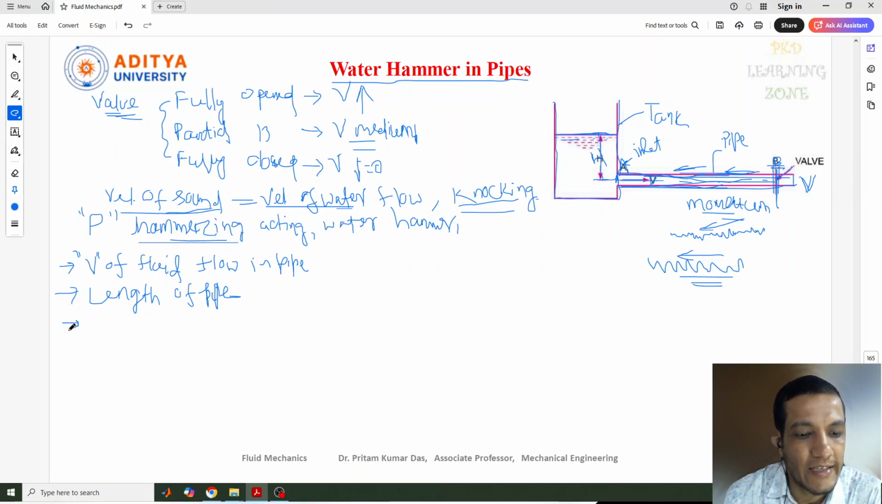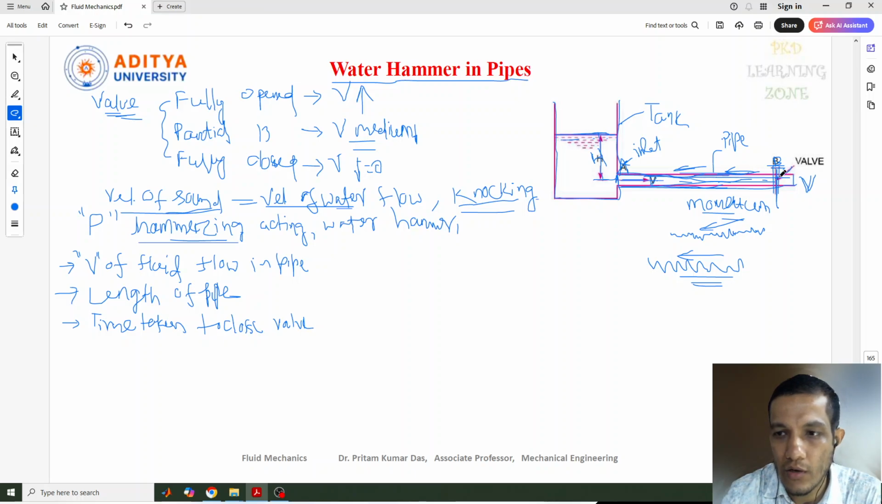Next is the time taken to close the valve. If you take more time to close the valve, then that much effect will not be there. Slowly the momentum will be reduced, so there is no effect. If you close the valve suddenly, then there will be more hammering effect.